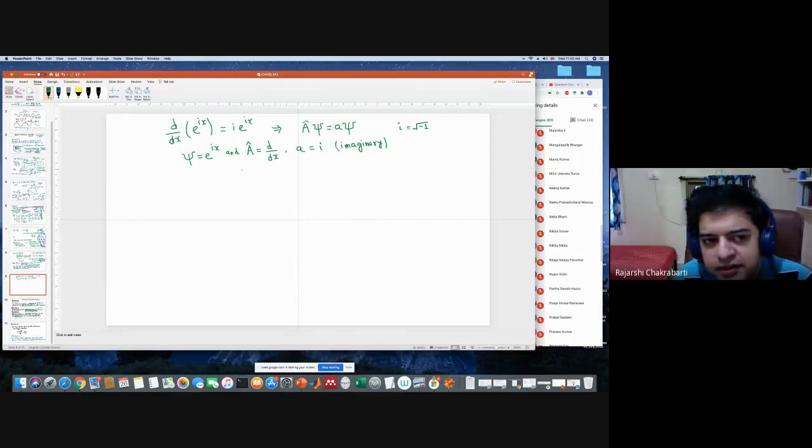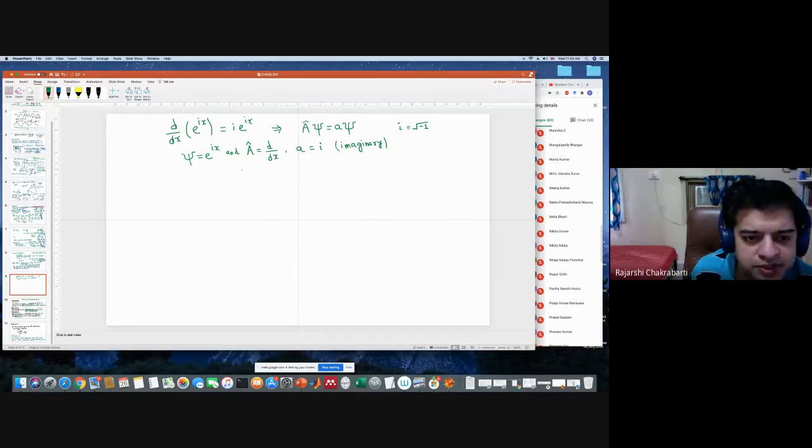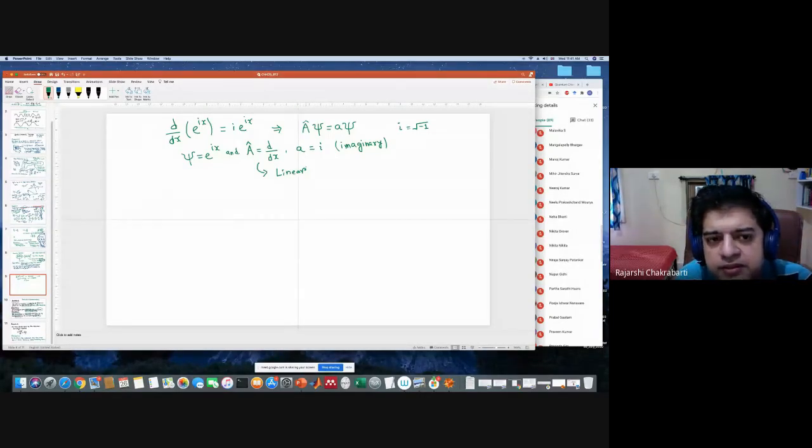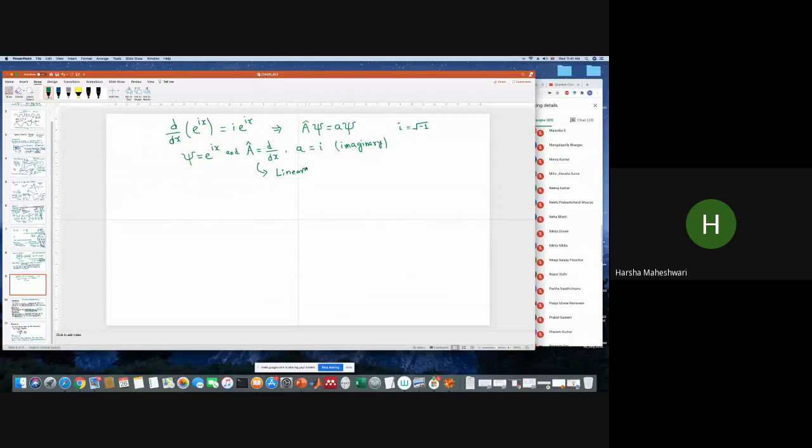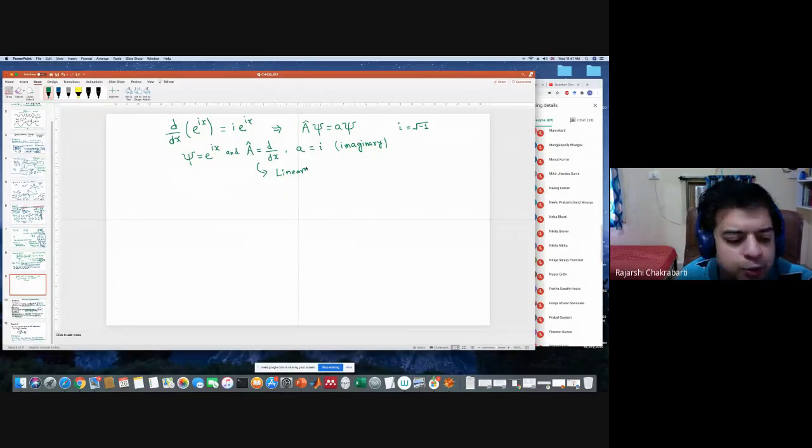Do you understand? So this is an operator. In this case, d/dx is an operator which is linear, definitely linear. But if I consider this function, exponential of ix, and on this I operate d/dx, I don't get a real eigenvalue. So d/dx is not Hermitian. Is this clear? Actually, this will be clearer when you deal with bracket notation.